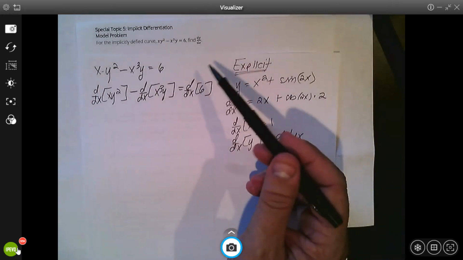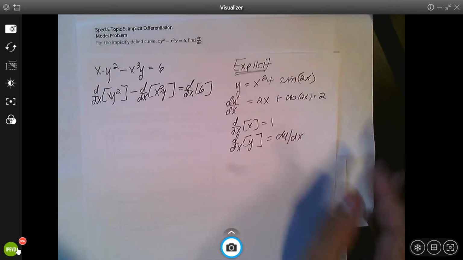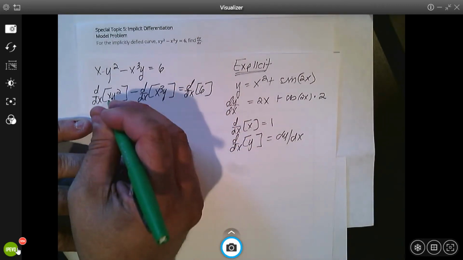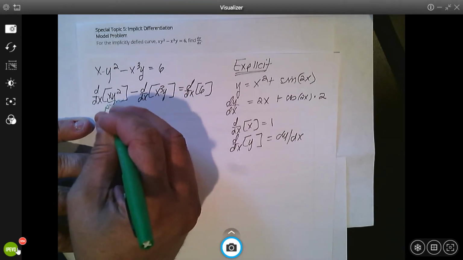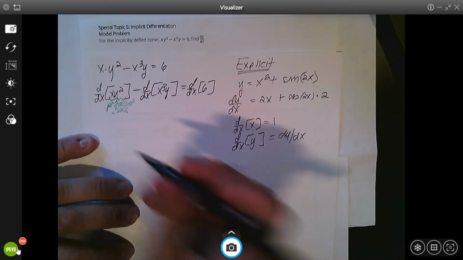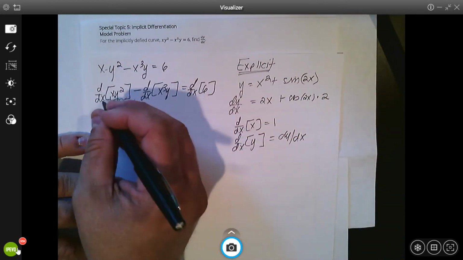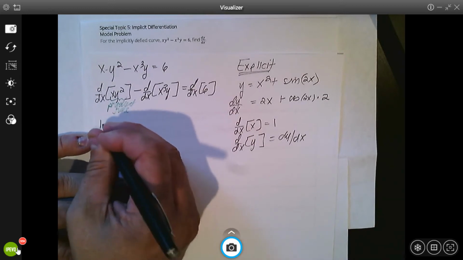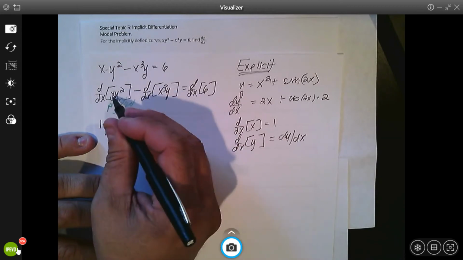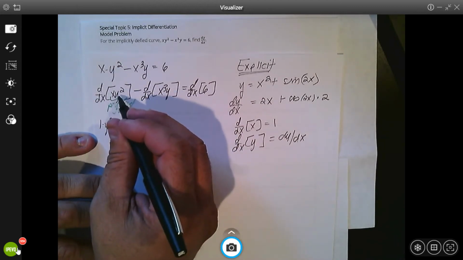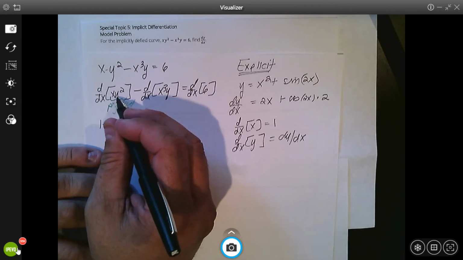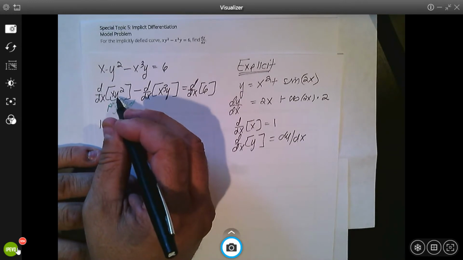Now, I know you might be thinking, but wait, I know the derivative of 6 is 0. Good, I'm glad you do. But let's take a bit here. How am I going to find the derivative of x times y squared? Well, x times y squared is a product rule. So the derivative of x times y squared, the product rule says take the derivative of the first term, which is 1, leave the second one alone, plus now you leave the first term alone, and you multiply by the derivative of y squared. Well, we're taking the derivative with respect to x of y squared. You need to use the chain rule.